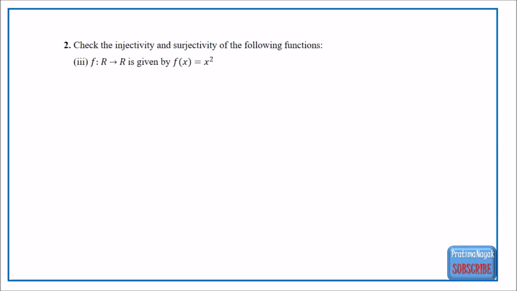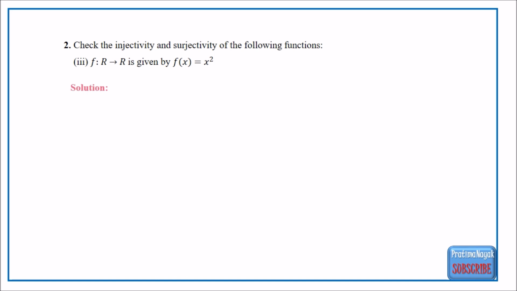Next is the third part. Here, same as before, you have to check the injectivity and surjectivity. The function is defined from real numbers to real numbers, given by f(x) = x square. In the same question, you must notice that it was asked for a function defined from natural numbers to natural numbers, then from integers to integers, and now from real numbers to real numbers. So the answer is not always the same. You have to see how it is different.